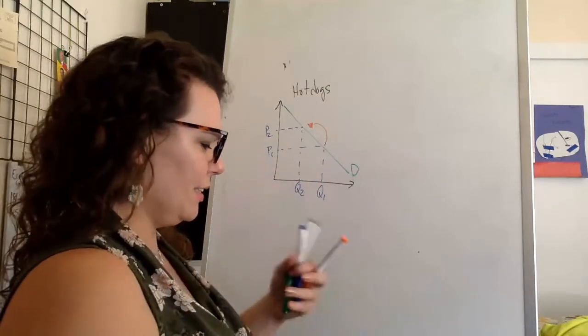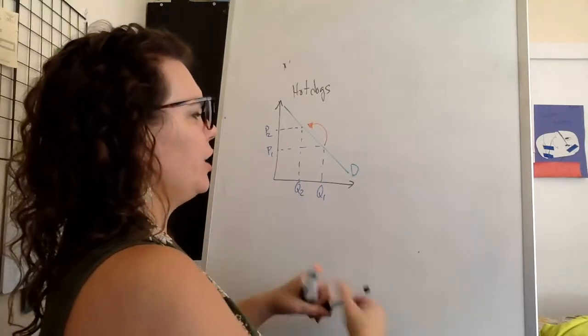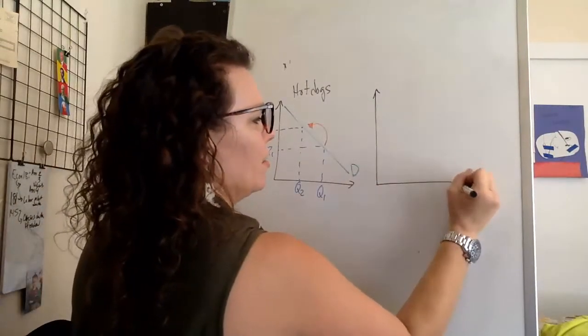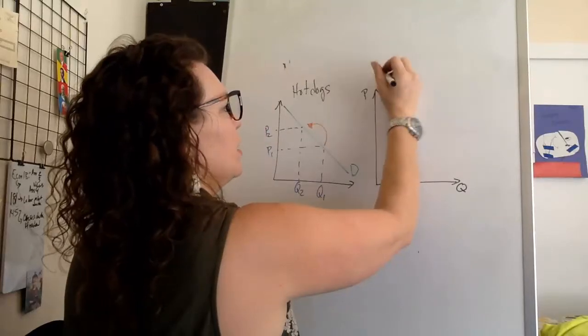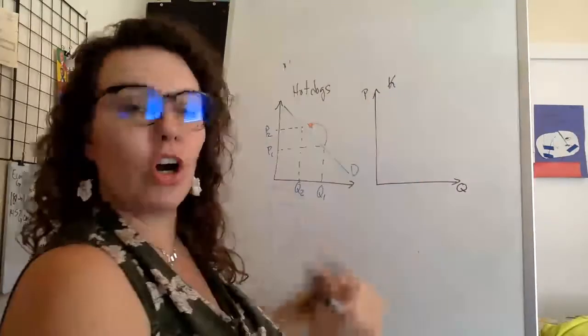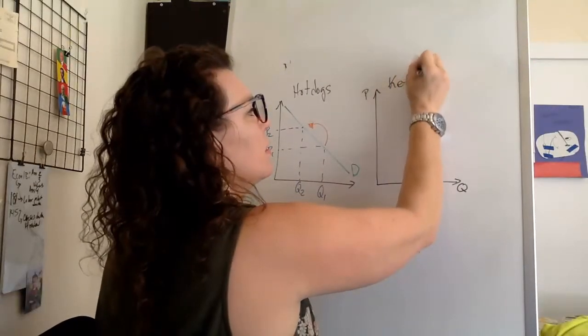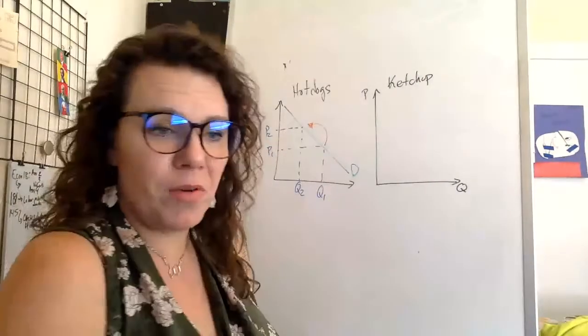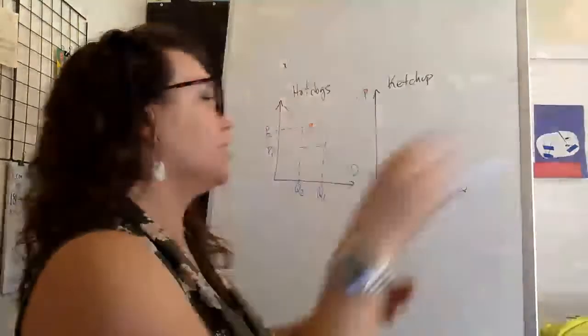What about that same effect on the market for ketchup? Well, it depends on how ketchup and hot dogs are related. In our example, we're saying that ketchup and hot dogs are related goods. We're saying that ketchup and hot dogs go together. Not for everyone, but that's my thing. I like ketchup on my hot dogs.